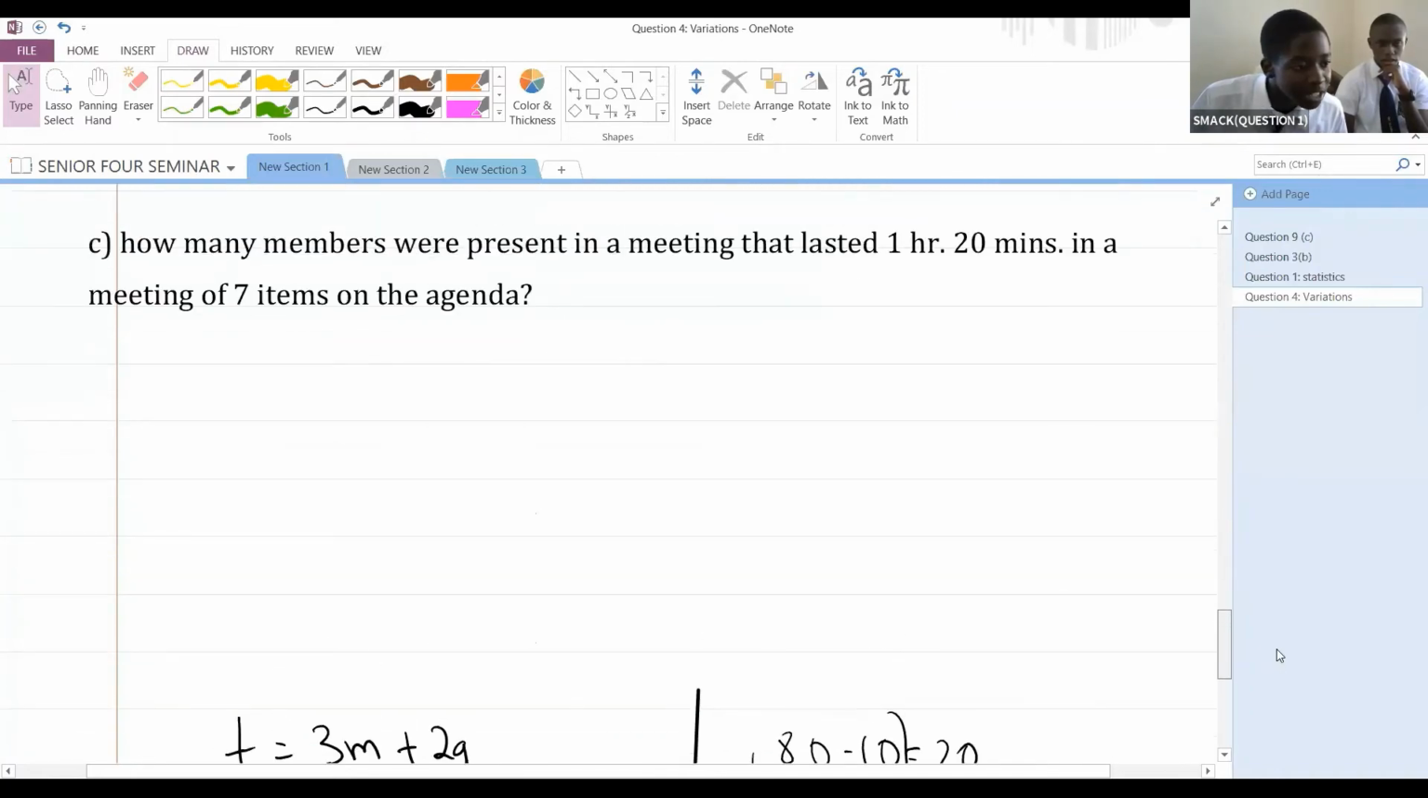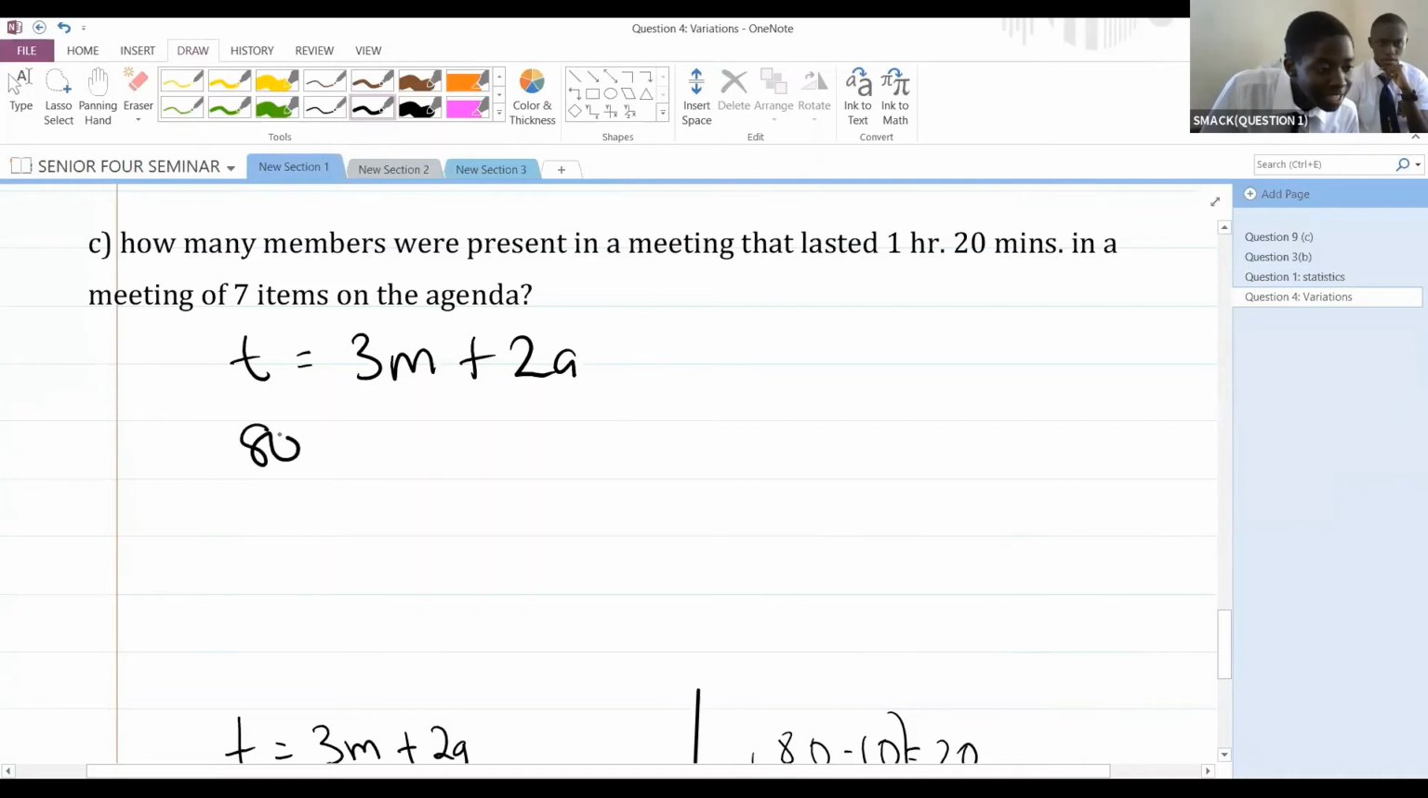So let me go to part C quickly. We still write our equation as T is equal to 3M plus 2A. And here we want to find the members who are present in a meeting which lasts 1 hour and 20 minutes. So our time here will be 80, 60 minutes plus 20, and there are 7 items on the agenda. So A is 7 and we multiply it by 2.